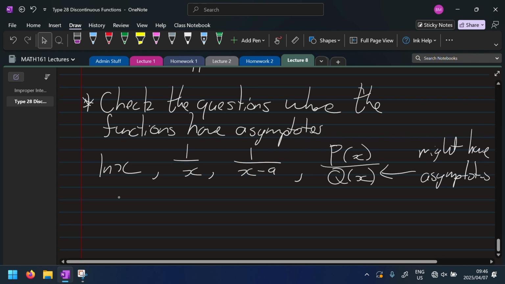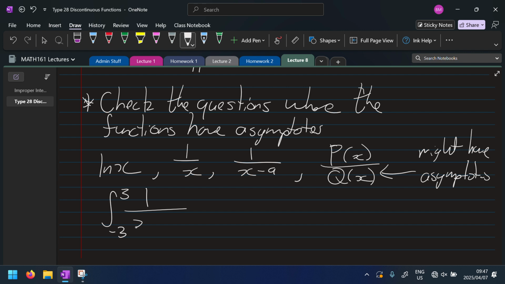For example, integral from minus 3 to 3, 1 over x squared minus 1. Something like that. This is a partial fractions question because we can write this inside part as 1 over x plus 1 times x minus 1, right? And then you split it up and all of that. But there's two asymptotes. One at x equals 1, another at x equals minus 1. Look at the region here from minus 3 to 3. This includes those two asymptotes.